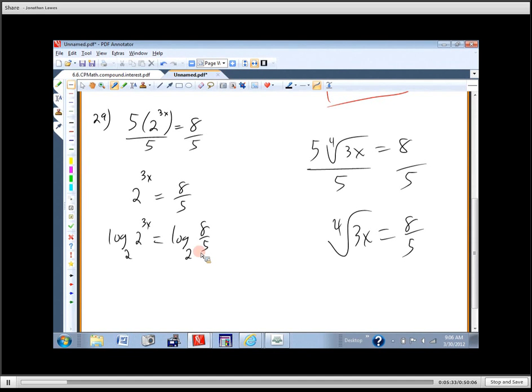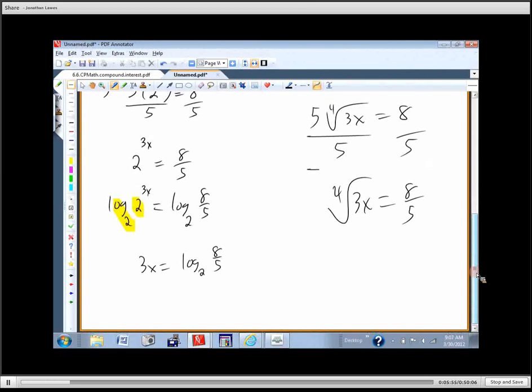We're doing the same thing to both sides, okay? In your algebra class, your teacher probably taught you that's the golden rule of algebra. Whatever you do to one side, you always do to the other side. So this function right here undoes that function right there. So over here, we get a 3x. Over on this side, we have log base 2 of 8/5.